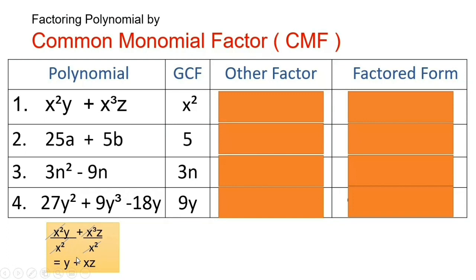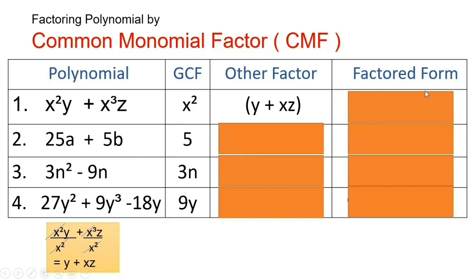Bring down y. And then, x cubed divided by x squared, rule of exponent in division, isusubtract natin yung exponent ng numerator sa denominator. So, therefore, 3 minus 2 is equals to 1. Kaya may matitira pa tayo ditong isang x. So, meron tayong x dito. And then, bring down z. So, the other factor is y plus xz.